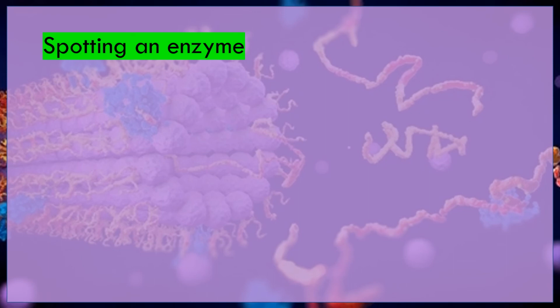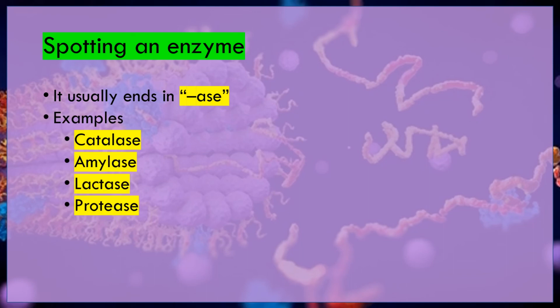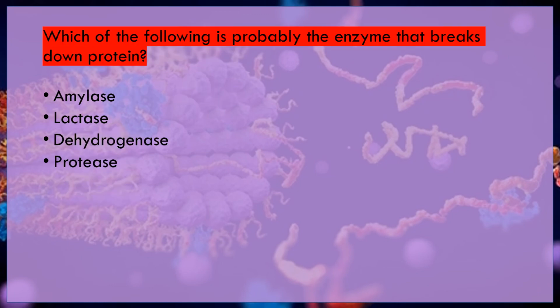How to spot an enzyme? Okay, it usually ends in the suffix ase or ace. Examples of that are catalase, amylase, lactase, or protease. It's probably the enzyme that breaks down protein. Good, if you went with that prefix, you chose protease.